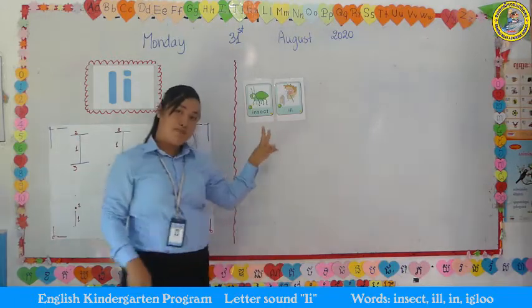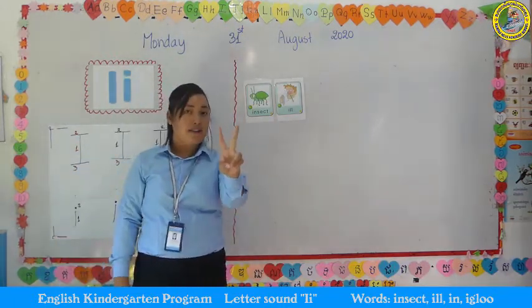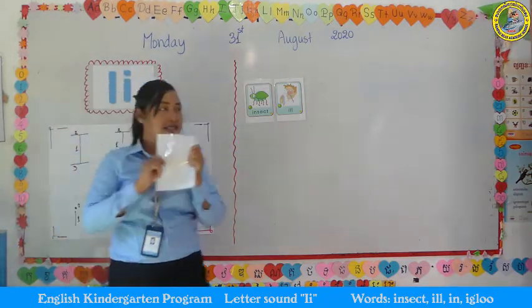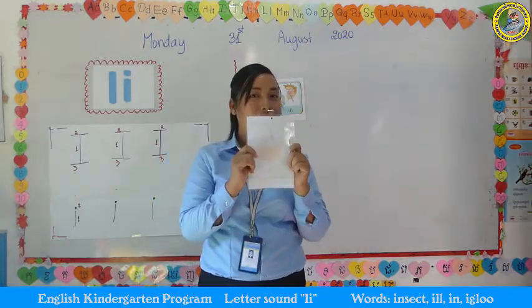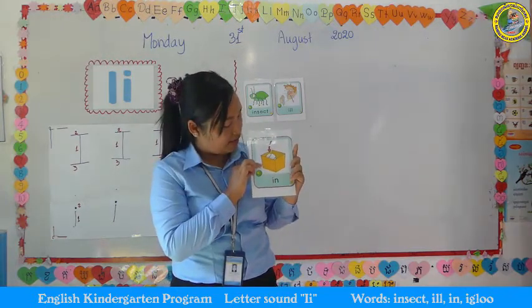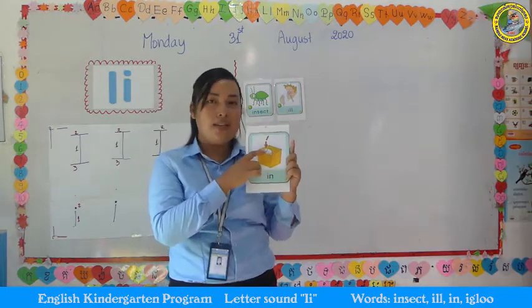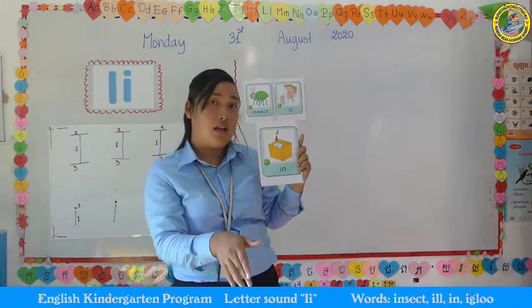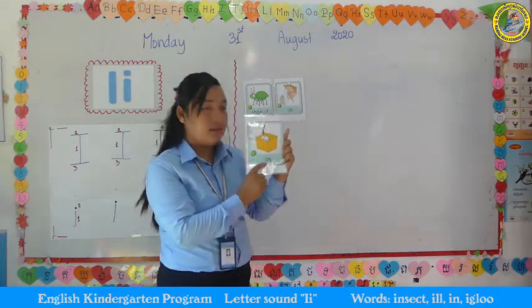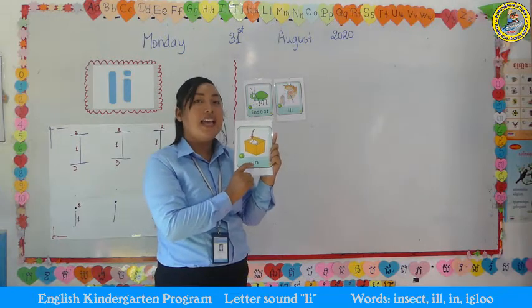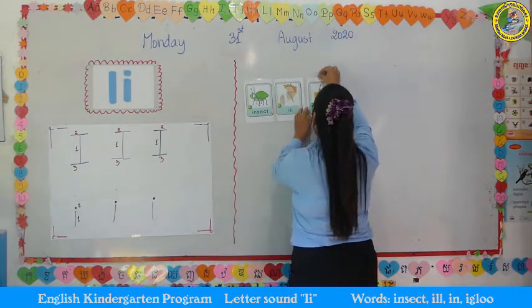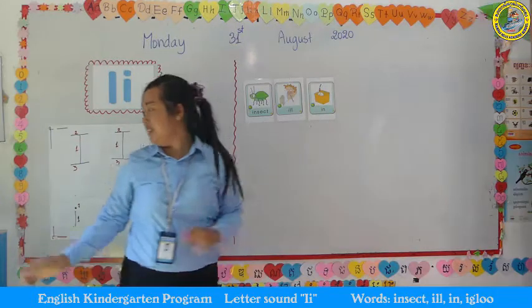We have got two cards already. And this is the third card. Okay, everyone, look at it. What is this? Where is the ball? Is the ball in the box, out of the box, or under the box? The ball is in the box. So today we learn the word in. Okay. In. Very good.